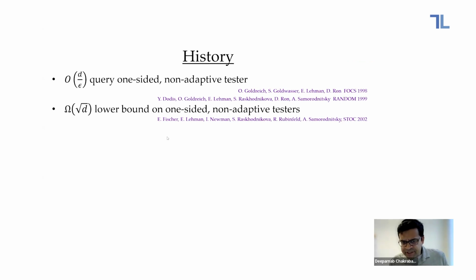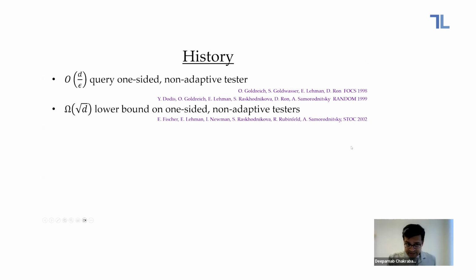The same paper, the FOCS paper that we talked about a bit, also showed that for this hypercube domain, if you are looking at one-sided non-adaptive testers, the dependence on the dimension of the hypercube d cannot be better than square root of d.